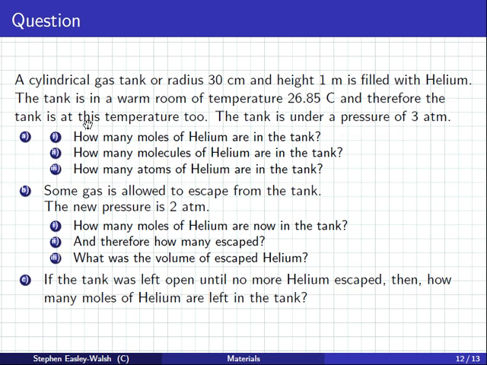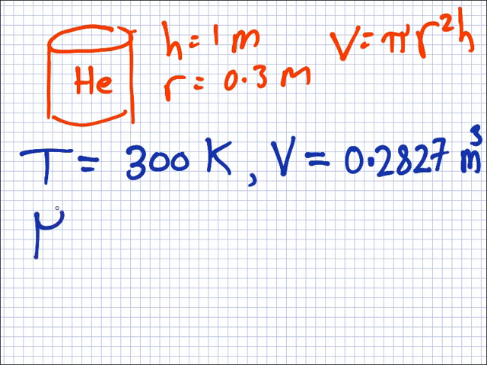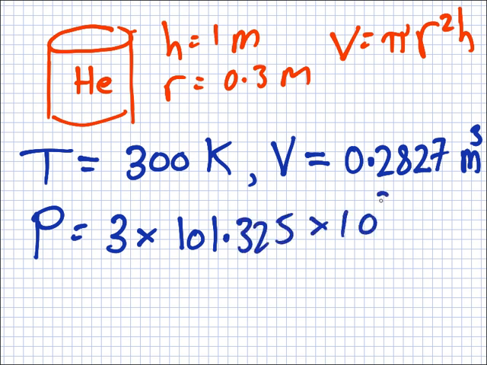And therefore the tank is at this temperature too. The tank is under a pressure of 3 atmospheres. Now, we need to convert atmospheres into pascals. So you have it in your notes. I think we said 1 atmosphere is 101, what was it? 101,325 Pascals. So 3 times 101,325. What's that, please? That's in pascals.